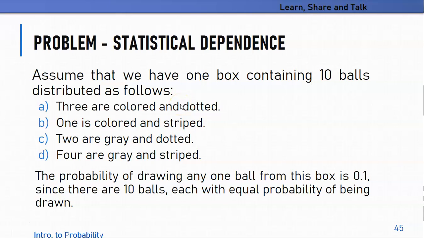Let's start understanding the statistical problems of probability, which relates to the multiplication rule, with the help of an example.